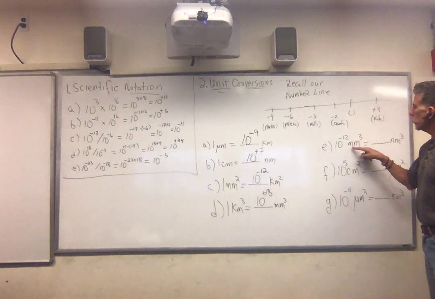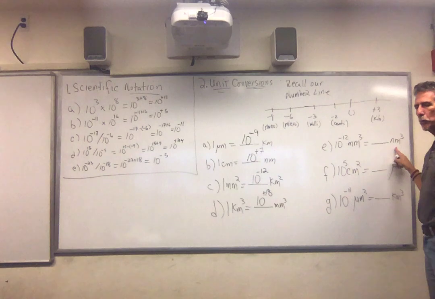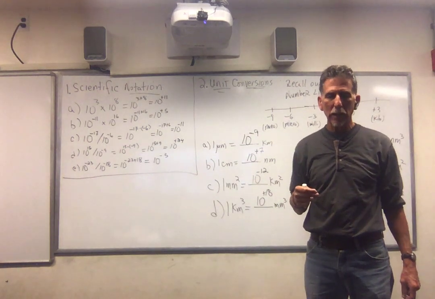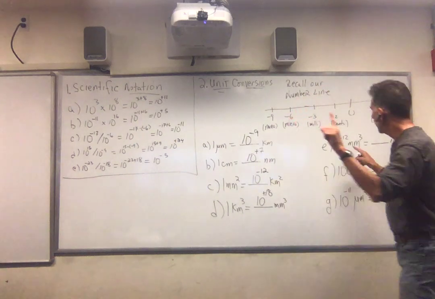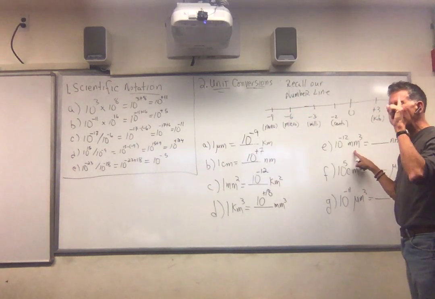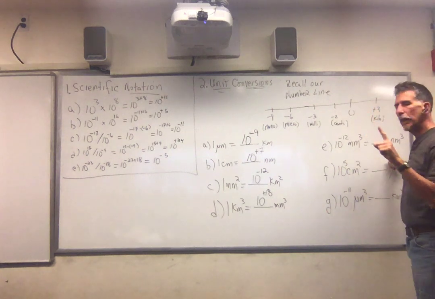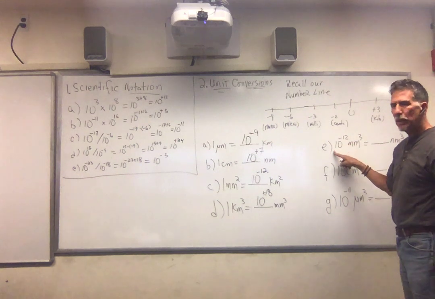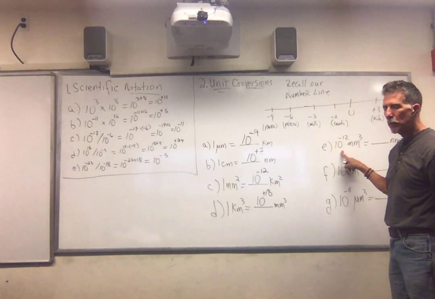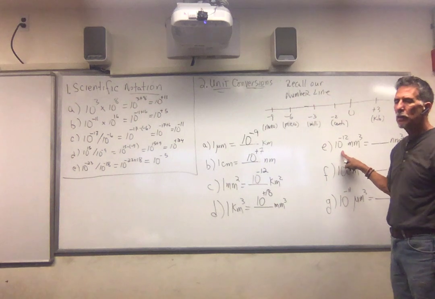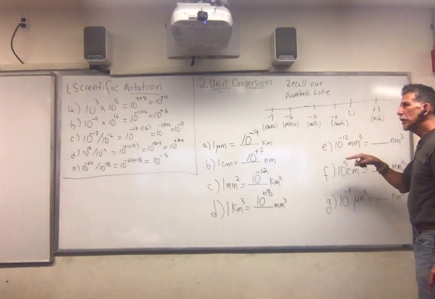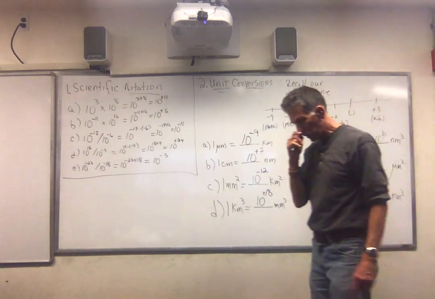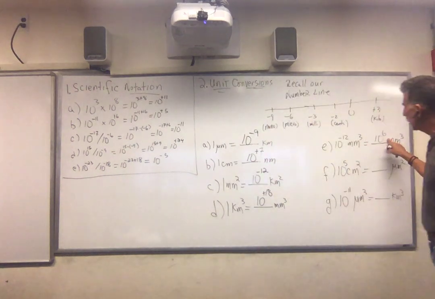So millimeter cubed is 10 to the 6th nanometers times 10 to the 6th nanometers times 10 to the 6th nanometers. So 1 millimeter cubed is 10 to the 18th nanometers cubed. Now, multiply 10 to the 18 times 10 to the minus 12. Well, 18 minus 12 should be 10 to the 6th. So the answer should be 10 to the 6th.